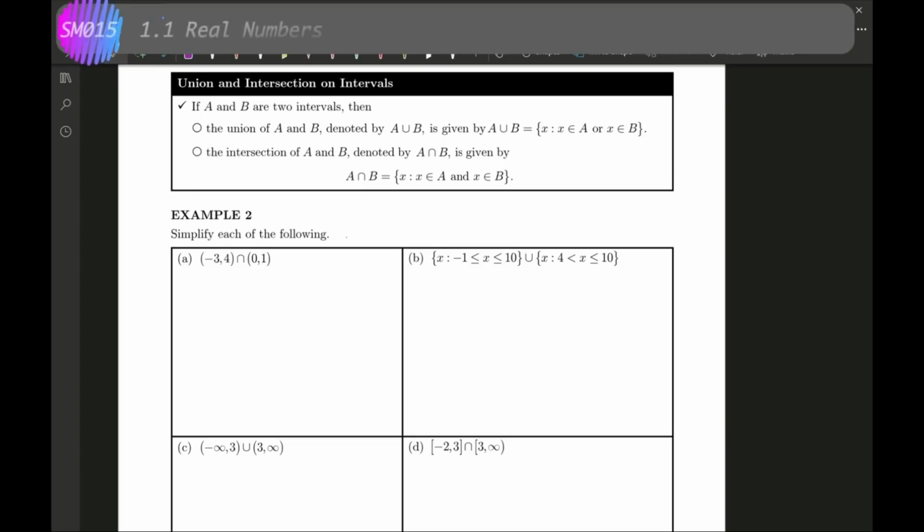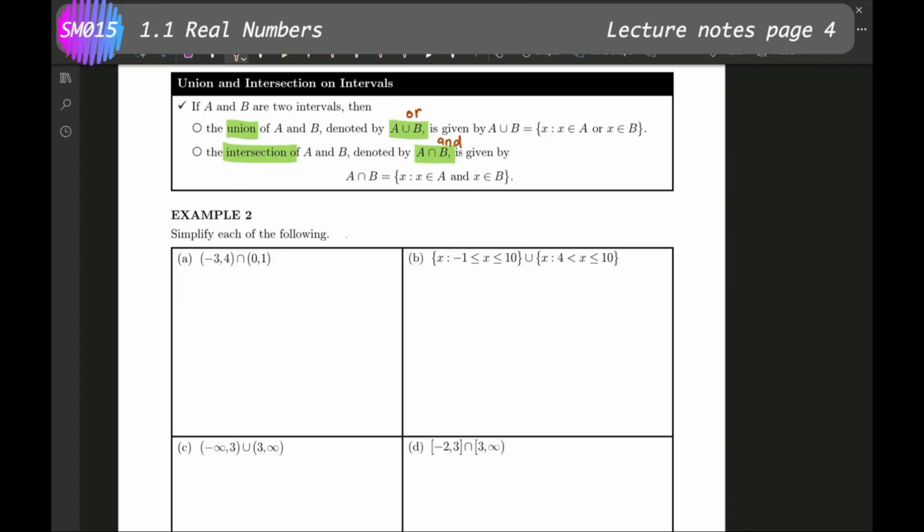Discuss about union and intersection on intervals. Okay, so for union and intersection here, the symbol for union is this, A union B. Also it can be read as OR. Intersection here is denoted by A intersect B, and it can be read as AND. Okay, that's for union, that's for intersection.